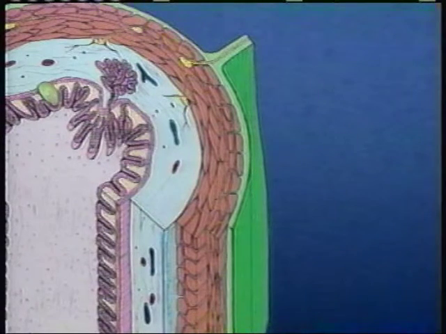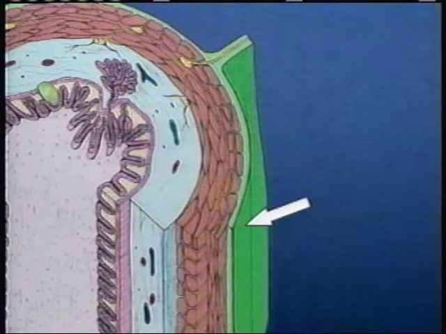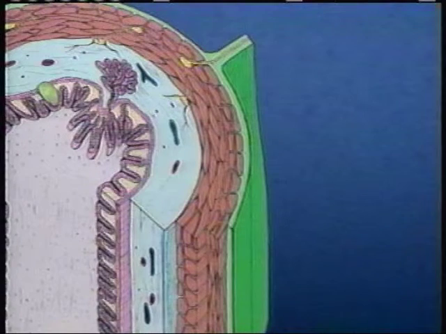The portions of the gastrointestinal tract which are suspended intraperitoneally within the abdominopelvic cavity are covered by a layer of serosa. It is formed from connective tissue and simple squamous epithelium called mesothelium. This serosal membrane is also called the visceral peritoneum when it covers the organs within the cavity.